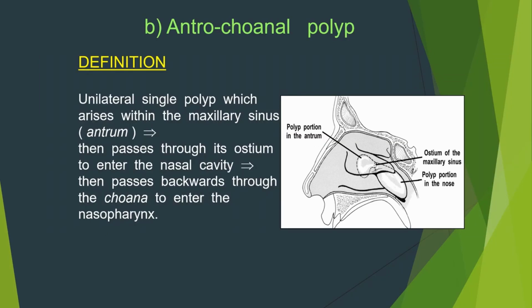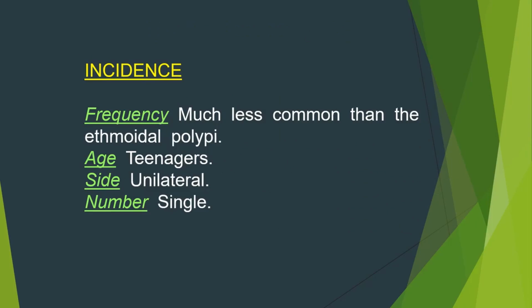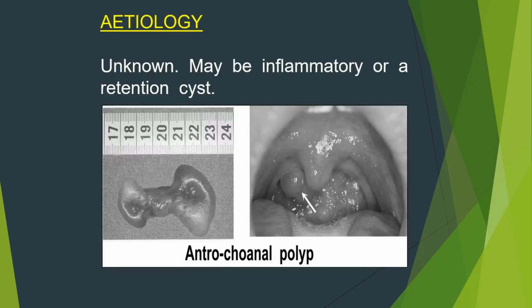Antrochoanal polyps. It is a unilateral single polyp which arises within the maxillary sinus antrum, then passes through its ostium to enter the nasal cavity, then passes backward through the choana to enter the nasopharynx. It is less common than ethmoidal polypi and usually happens in teenagers, and it is unilateral and single. The etiology of antrochoanal polyp is unknown, but may be inflammatory or a retention cyst.